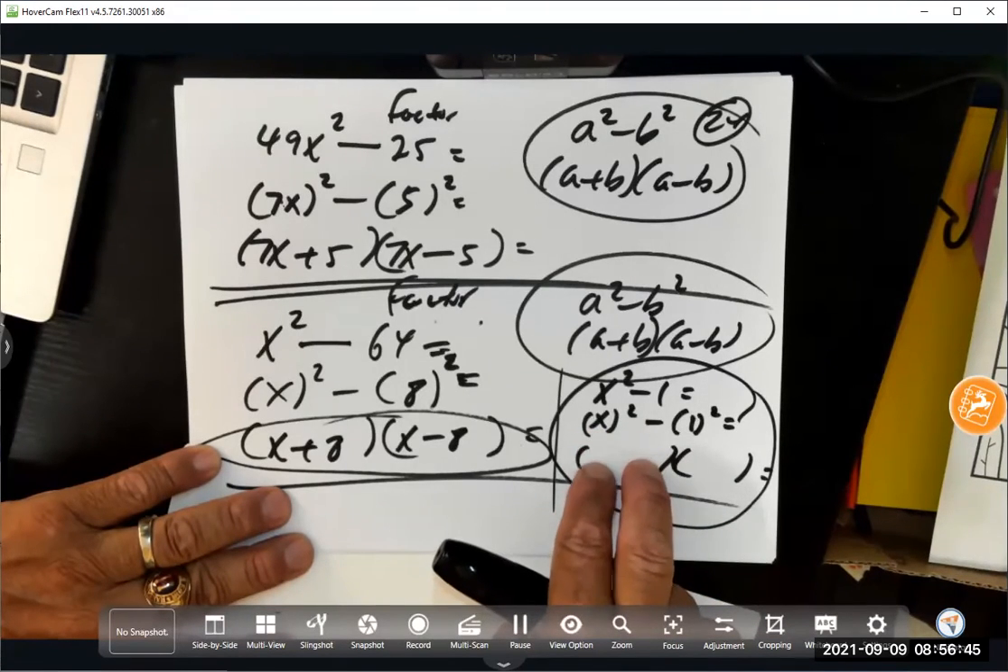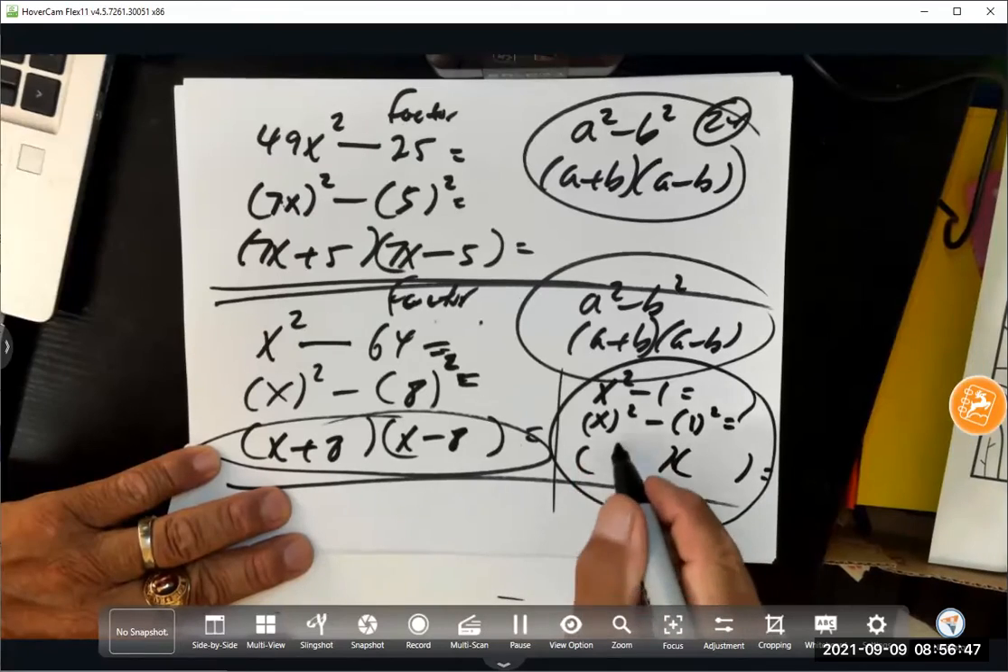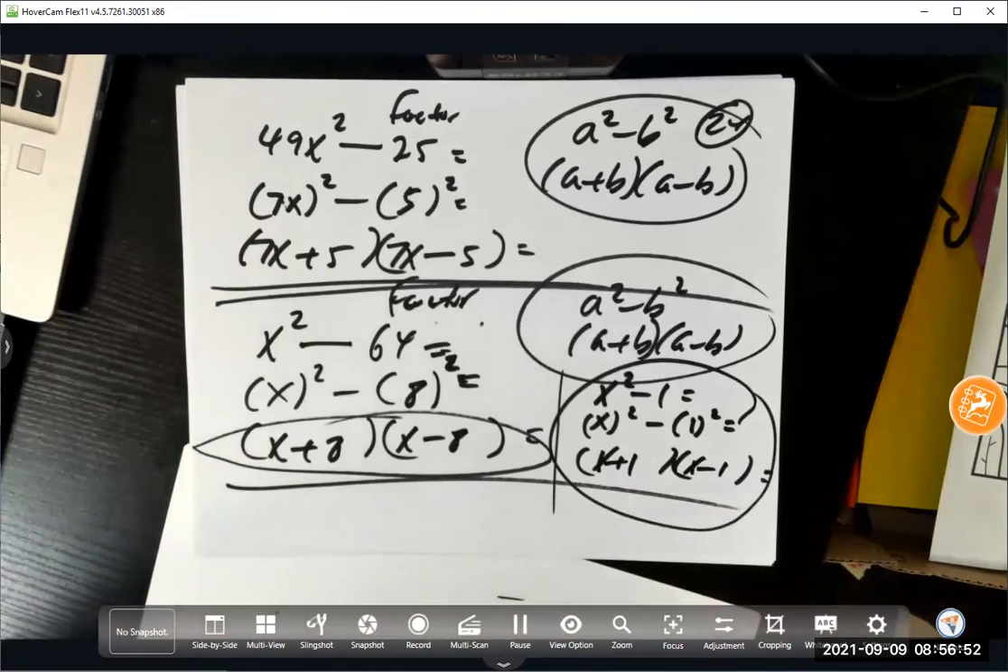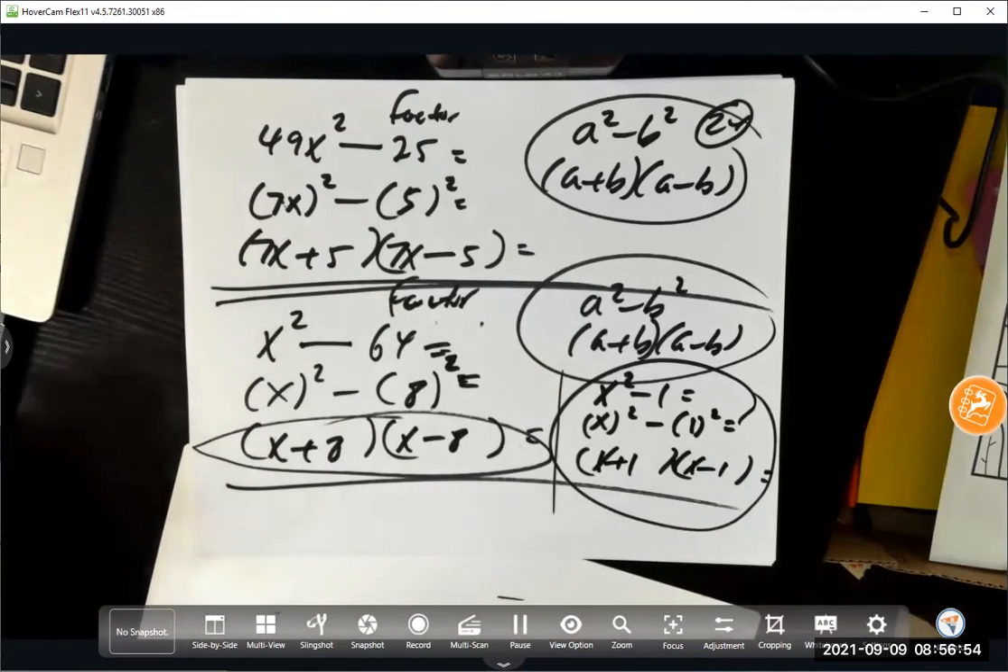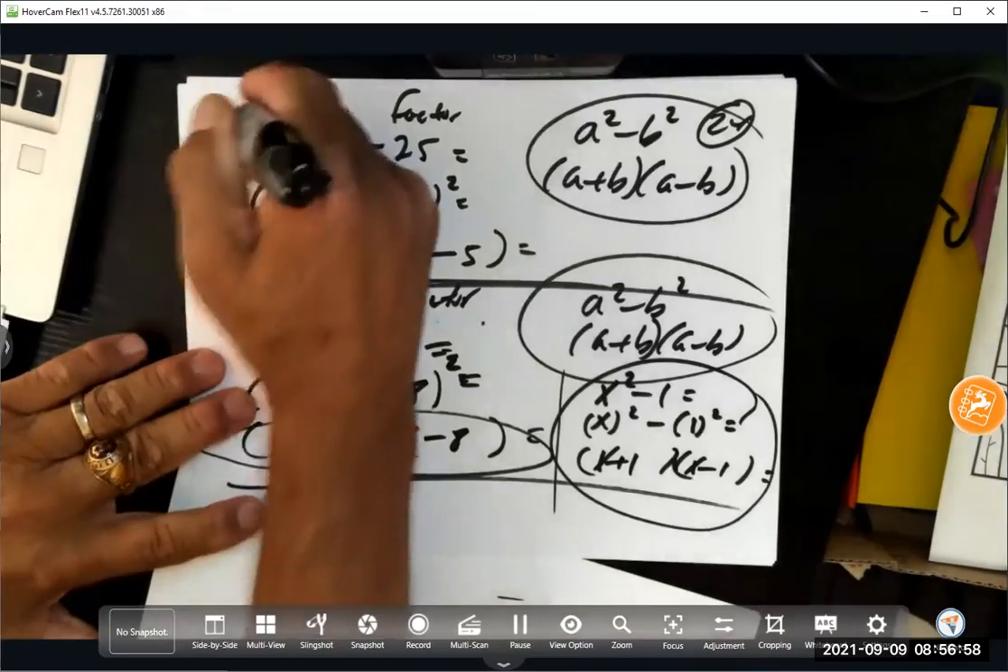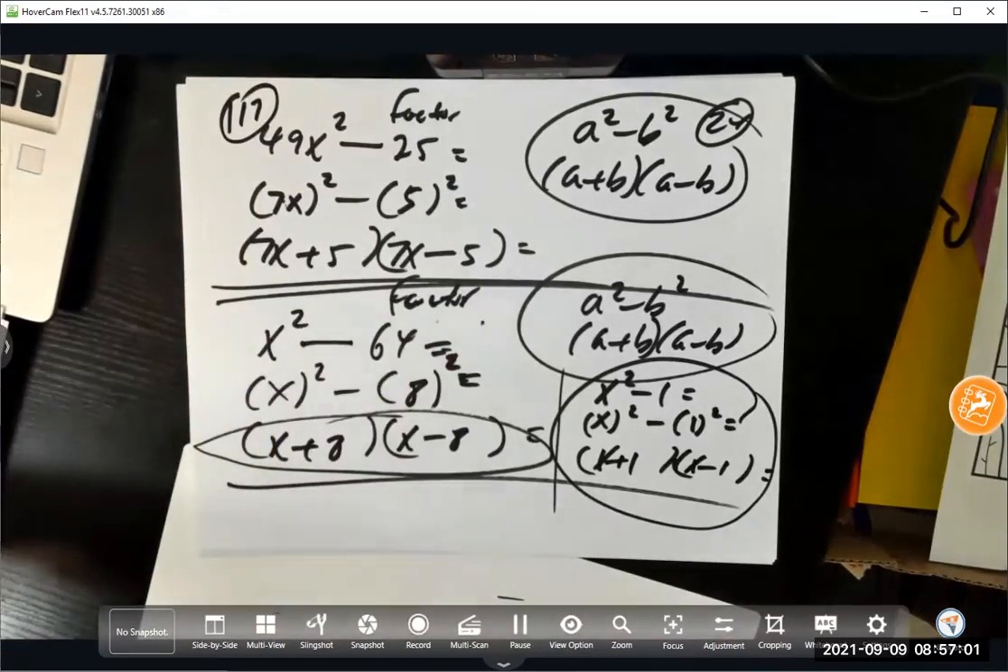What goes there? X plus 1 times x minus 1. Yep, that's it. Okay, yeah, you got it. You know how to do it. Okay, I'm gonna go to the next one. I'm gonna go to 118 now. This one was like 117, I guess. All right, 118. Is that okay?